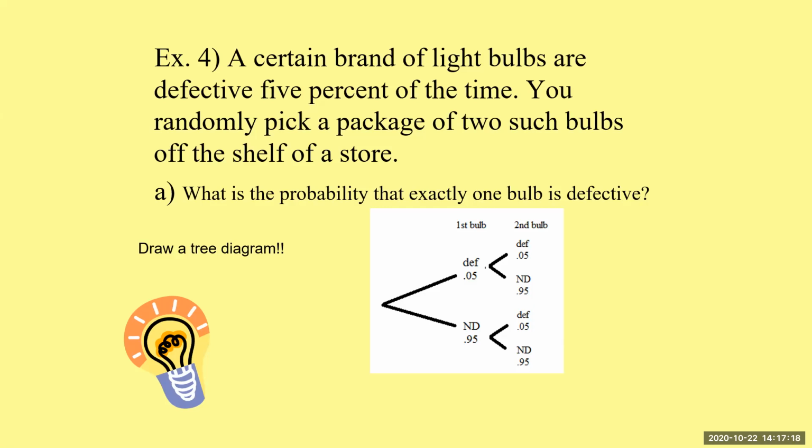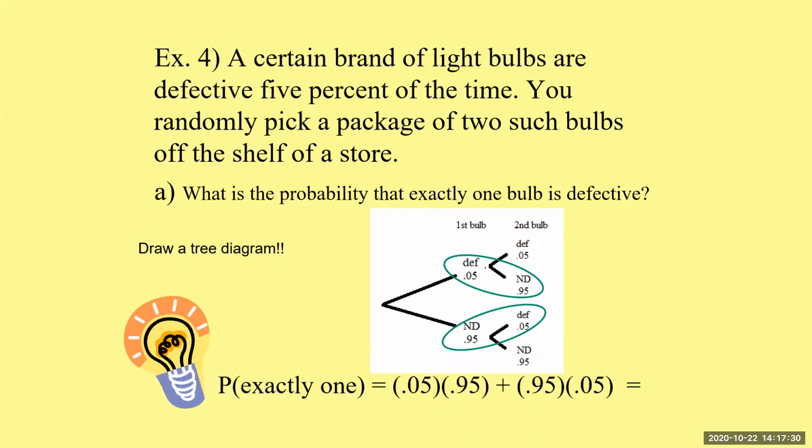So what's the probability that exactly one is defective? Well, let's circle which ones have exactly one defective. That's defective then not defective, and not defective for the first and defective for the second. So we are multiplying 0.05 times 0.95. You multiply across the tree, plus our second circle, 0.95 times 0.05. Put that in your calculator, crunch the numbers, we get 0.095. So about 9.5% that one is defective.